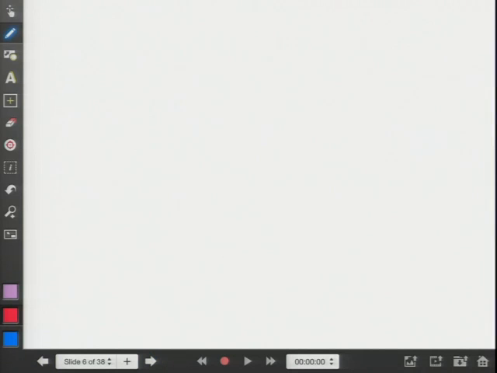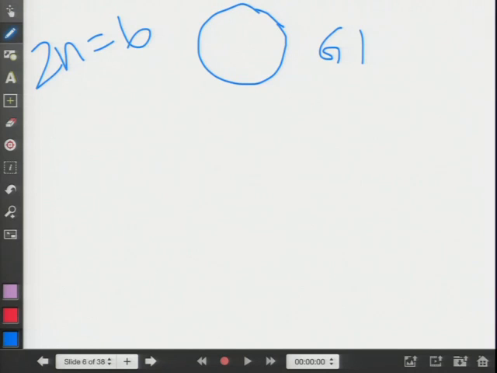Let's do some drawing. And then we're going to screenshot and upload to whatever's in today. I don't even know. Okay. So let's start with a cell in G1, and let's give it 2n equals 6. We haven't done that, guys. Oh, I'm going to run out of room.